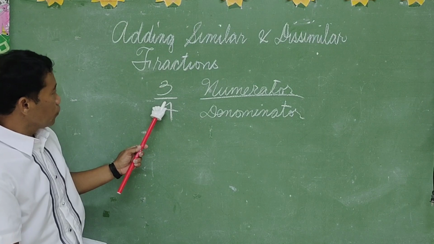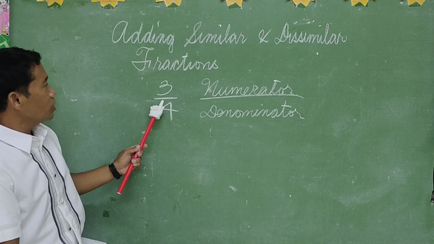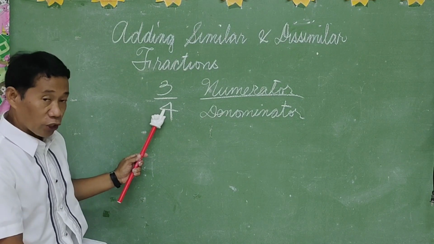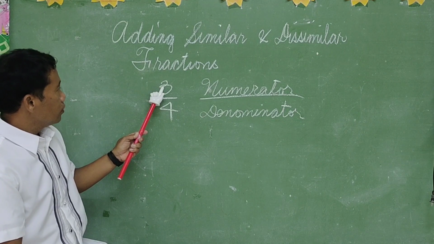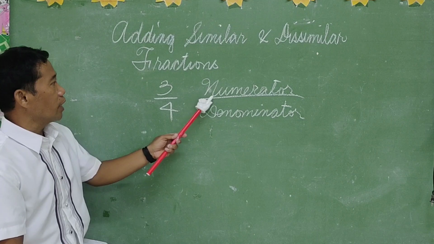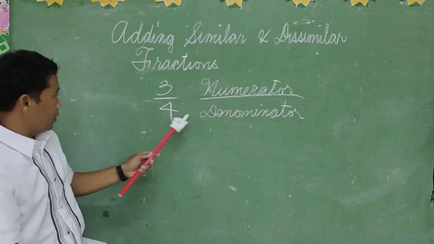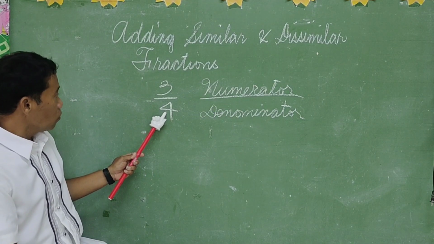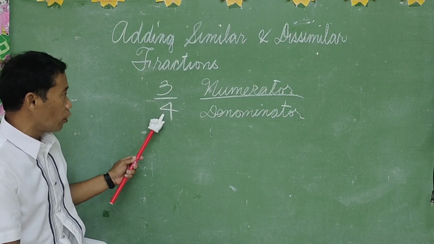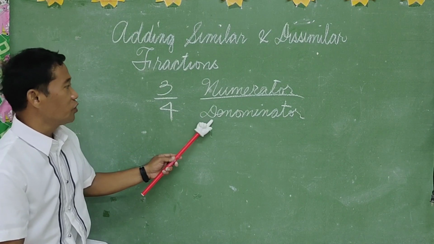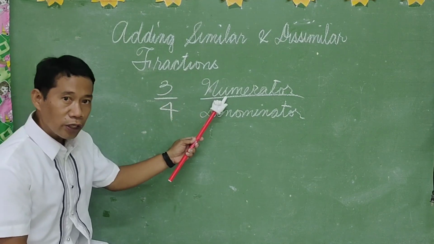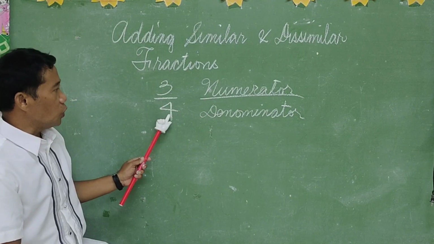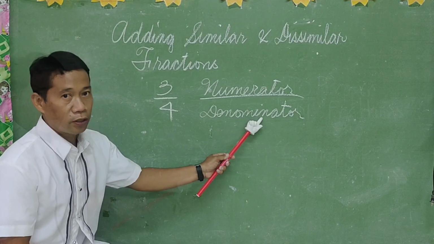If we are going to read this fraction here, this is read as 3/4. And this part here, the upper part, the number 3, is called the numerator. And this part here, the below portion of this fraction, 4, is called the denominator. Again, this part here is the numerator, and this part here is the denominator.